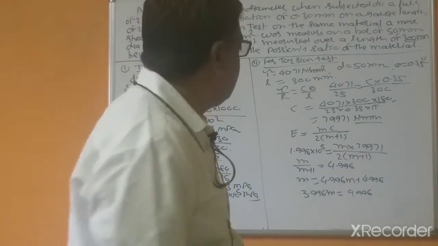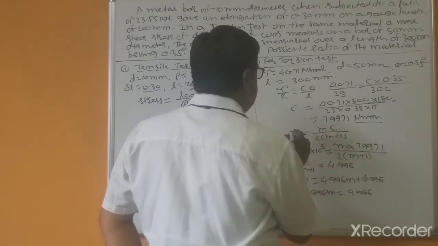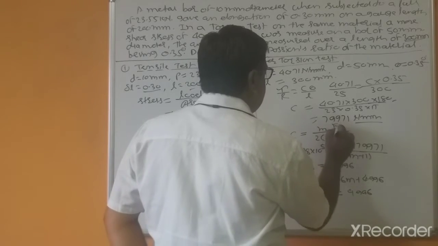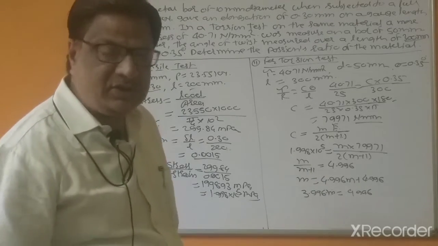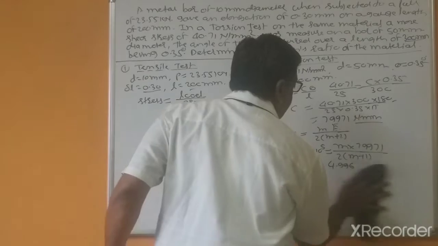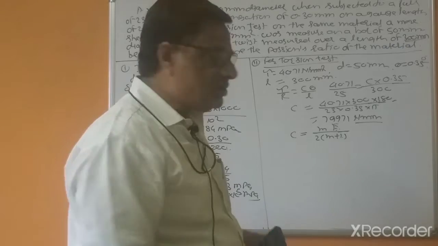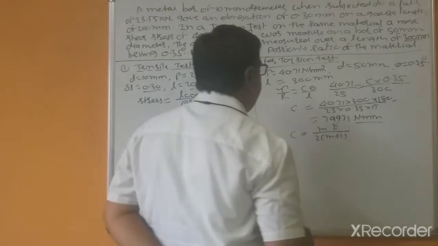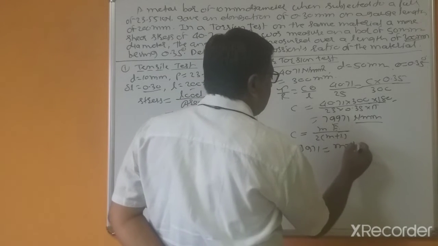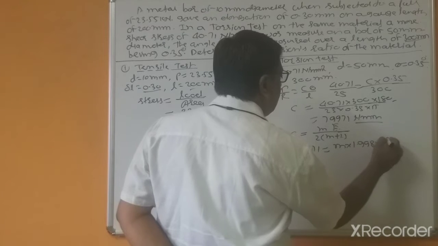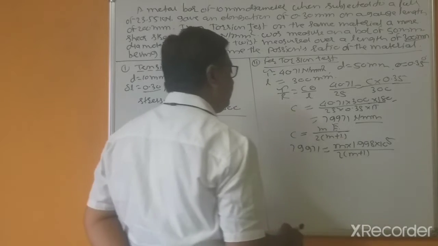So this relation is in terms of modulus of elasticity. So this is the relation, because Poisson's ratio values are in between 0.22, 0.25 to 0.40. Because this is the formula. Now this is 79971 and this is 1.998 into 10 to the power 5 divided by 2 m plus 1.